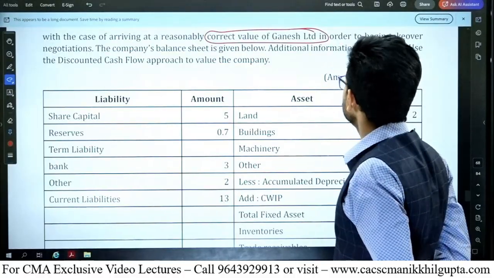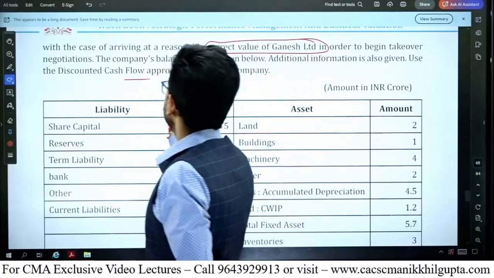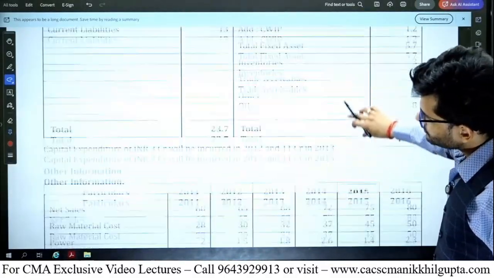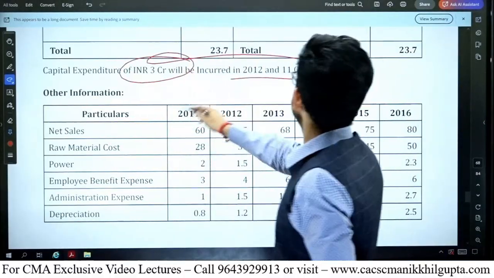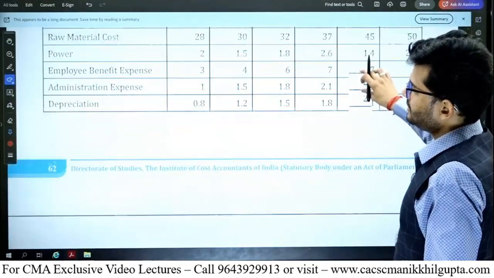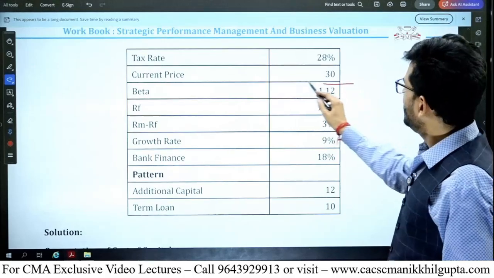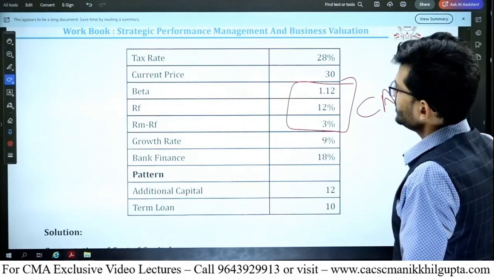The company balance sheet is given to you. Additional information is also given. Use the discounted cash flow approach to value the company. You have to calculate the discounted cash flow way. Balance sheet is given to you. Capital expenditure will be 3 crore incurred in 2012, 11 crore in 2013. The net sales, the cash flow details are also given to you. These are the cash flow details. Beta, RF, RM. So CAPM method will be used to calculate the cost of equity.